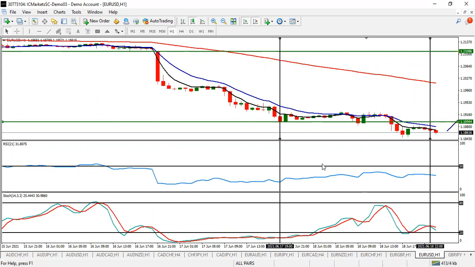Somebody said RSI and EMA confirming entry. Yes, confirming the first entry, because stochastic is used for the continuation entry. All moving averages are exponential. All of them are exponential.